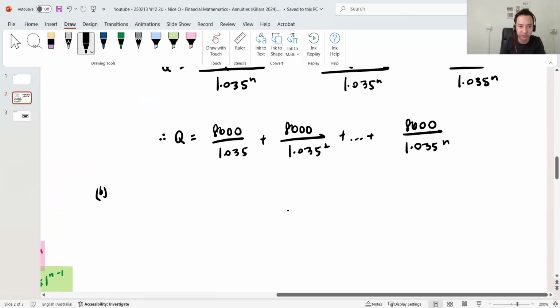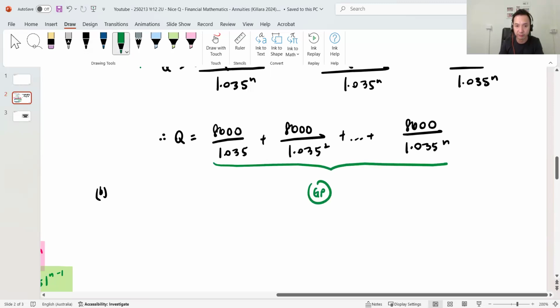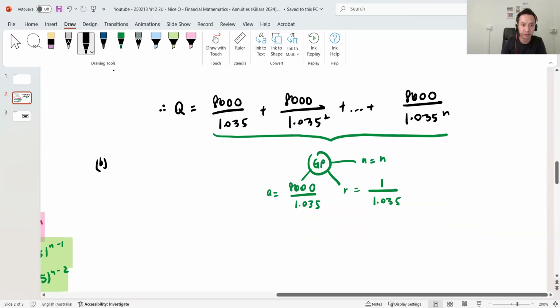Basically, find an expression for this in terms of the sum of a GP, right? In this case, if this was the sum of a GP, just to be absolutely clear, this was a GP, right? You've got A is 8,000 over 1.035. R is, now it's a fraction, so 1 over 1.035, and N is, well, there are N payments, so N is N. So the sum of the GP, therefore Q, equals A.